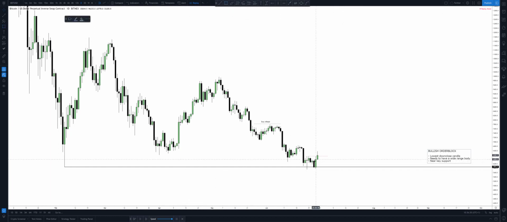What I then do is I mark this level out, and I want to be a buyer as soon as we retrace to this level. I do not want to see price close below the mean threshold of this OB. So that's basically the midpoint. So I want to see the midpoint of this OB hold. I do not want to see a candle close below. So let's see what happens.